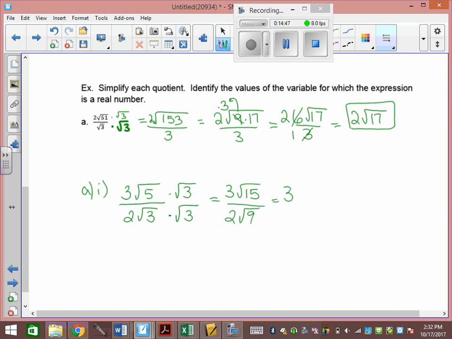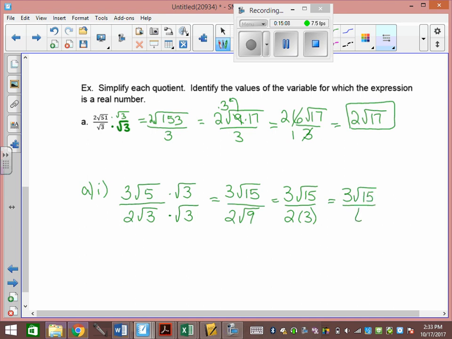So we get 3 root 15 over 2. And what's root 9? 3. Could I have just went to 2 times 3 and not done the root 9 part? Absolutely. But some people then try and add them, or they don't know what to do with the numbers. So if you don't want to skip that step in the middle, don't. And so then we have 3 root 15 over 6.